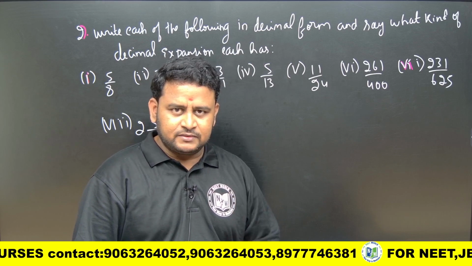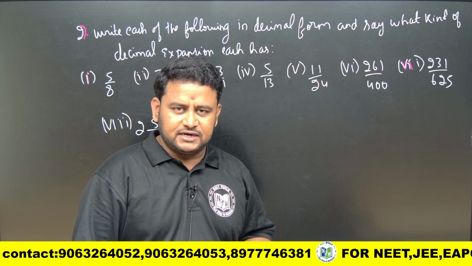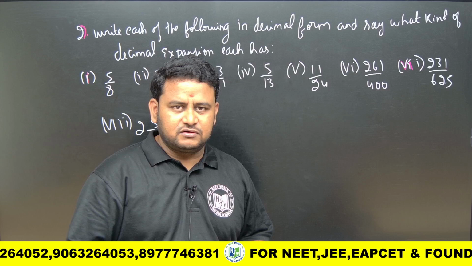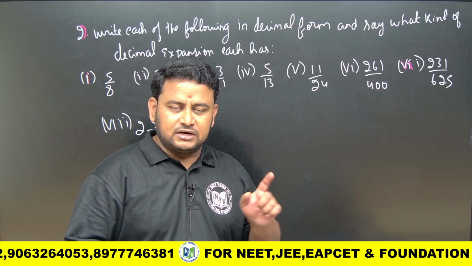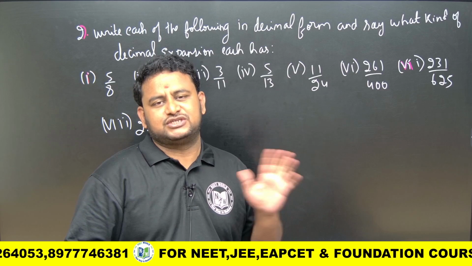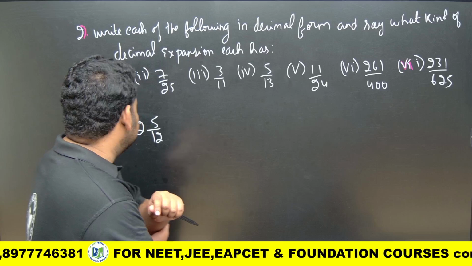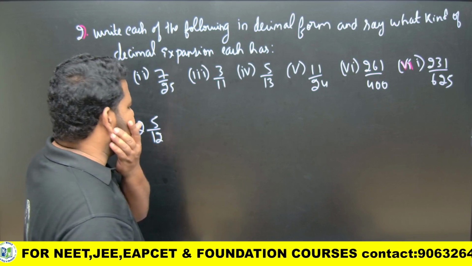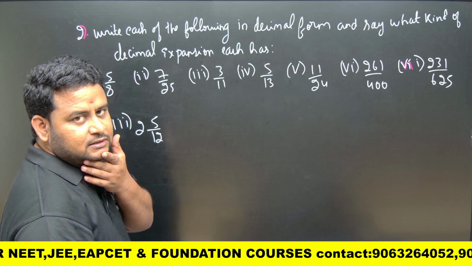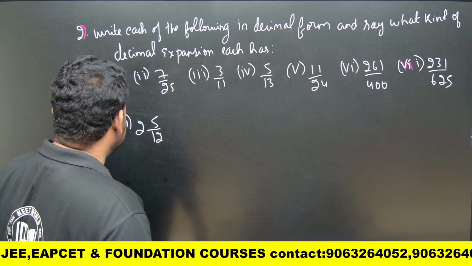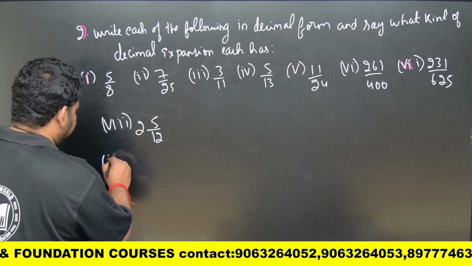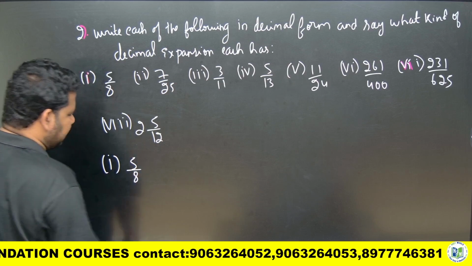They are terminating and non-terminating. In non-terminating there can be 2 types, non-terminating and repeating. They are also rational numbers, but non-terminating and non-repeating are irrational numbers. By looking at these we can say they are rational numbers. So we have to find whether they are terminating or non-terminating, and repeating. Let us take the first question. What they have given? 5 by 8. So we have to divide 5 by 8, correct?